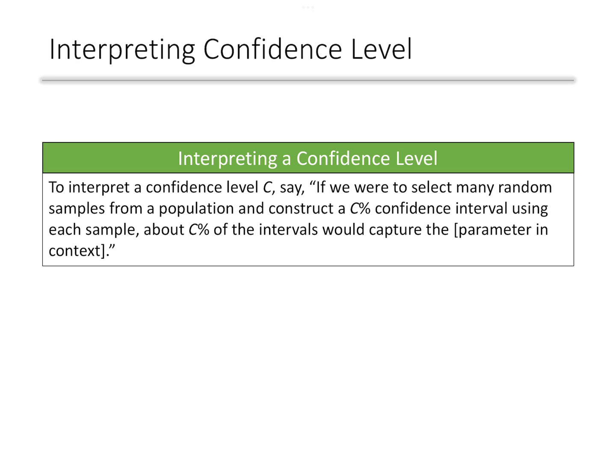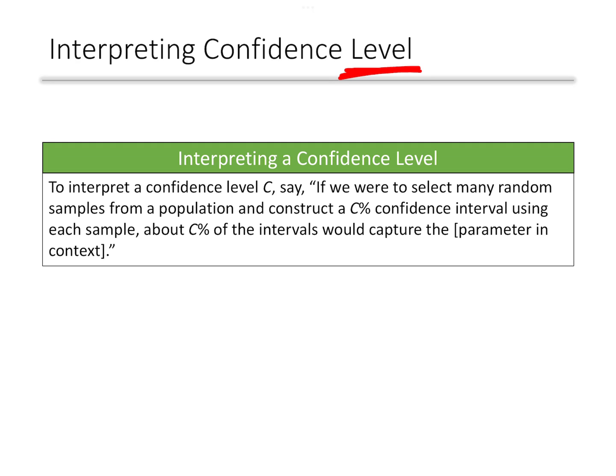Now we're going to interpret the confidence level. They're not the same thing. You have to know the difference. To interpret a confidence level, we say: if we were to select many random samples from a population and construct a C% confidence interval using each sample, about C% of the intervals would capture the parameter, in context.